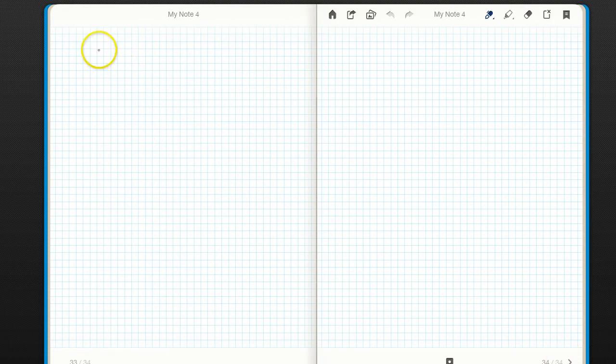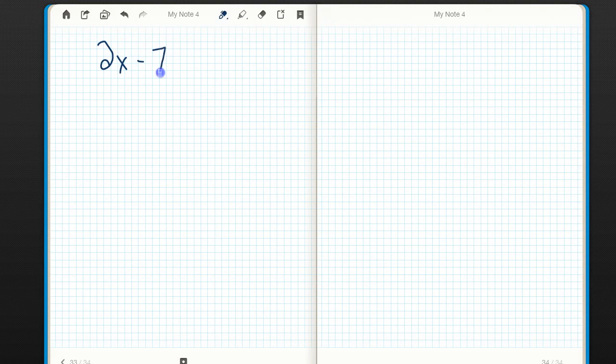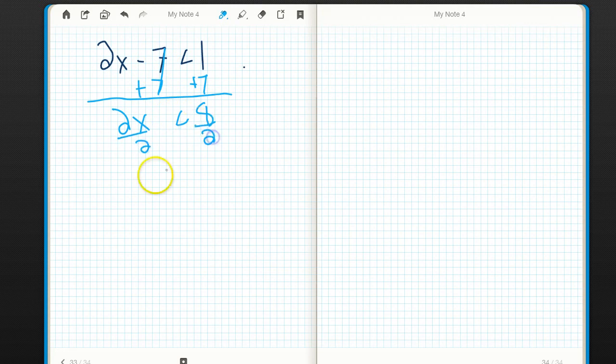So now we have 2x minus 7 is less than 1. So again, we need to get rid of the 7. So plus 7 plus 7. So we have 2x. These cancel out. Is less than 8. Divide by 2. Divide by 2. So we have 4.